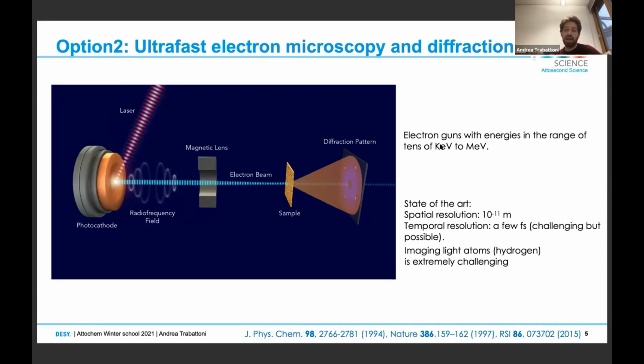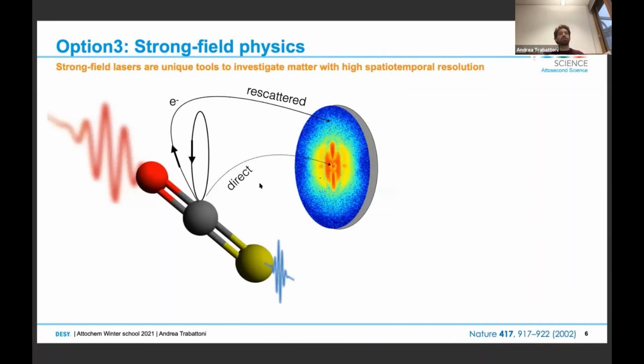And these electrons usually have a huge energy, from keV even to the MeV energy range. At the state of the art, they also can have a good spatial resolution, in the order of sub-Angstrom. The temporal resolution can be really good, a few femtoseconds, or if you read some papers, even sub-femtosecond, but the price that you have to pay is that you have to reduce the number of electrons in your electron bunch, of course. But again, since the electrons are so energetic, it's still really difficult to image light atoms such as hydrogen. The third option comes with the strong field physics.